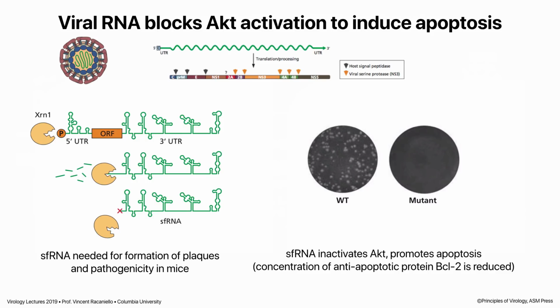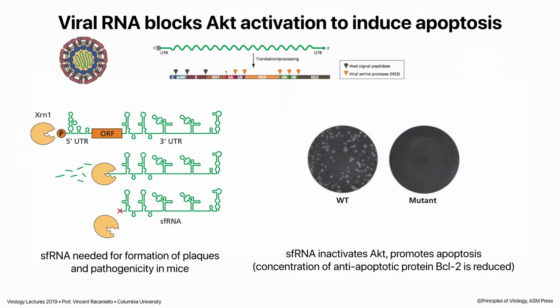If you take that mutant virus where it can't make the sfRNA and you put it in mice, so normally these viruses will cause disease in mice. This virus lacking the sfRNA doesn't cause disease in mice. So apparently you need programmed cell death to not only make plaques, but to cause disease in mice. So that's an interesting example of how the cell is trying to degrade the viral genome. It's left with this little RNA, which then makes the cell enter apoptosis.